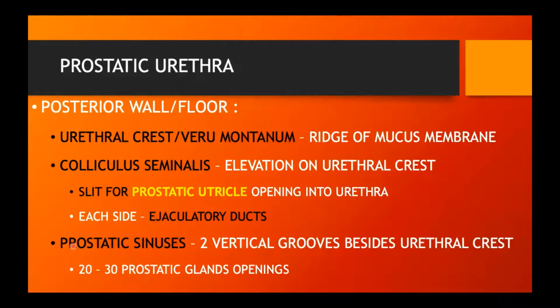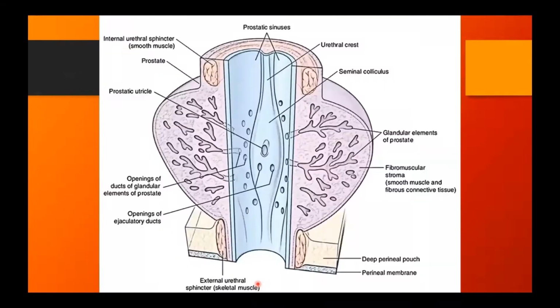Coming to the prostatic sinuses: along the side of the urethral crest, along the side of the veru montanum, there are around 20 to 30 small openings being seen. They are the prostatic gland openings. You can see here the prostatic urethra, and the middle elevated part is the mucosal elevation, that is the urethral crest.